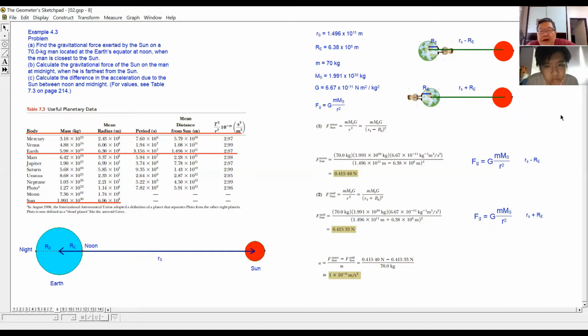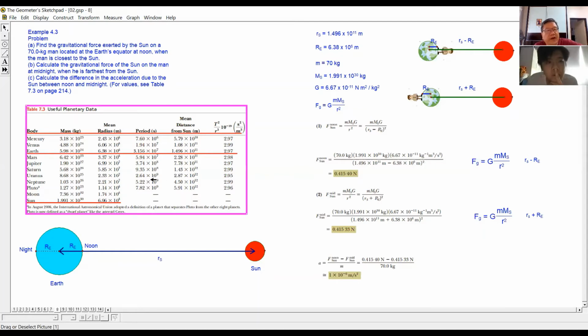Okay. So far, okay or not? We use the force equals GMm over r squared. We are going to extract these values, the distance from the sun, the radius of the earth, the mass of the sun from this given table. So we look at the third line.